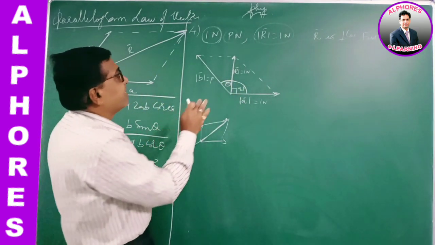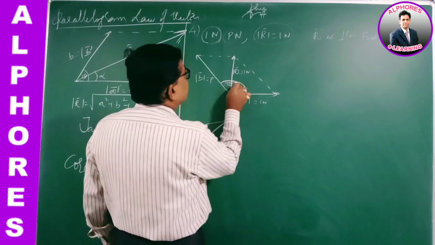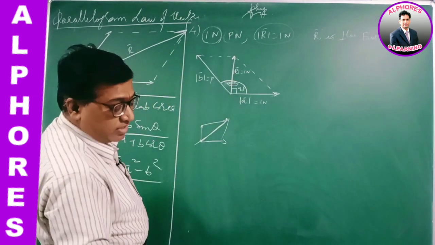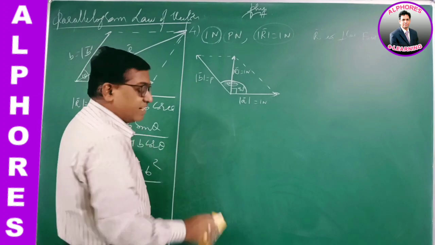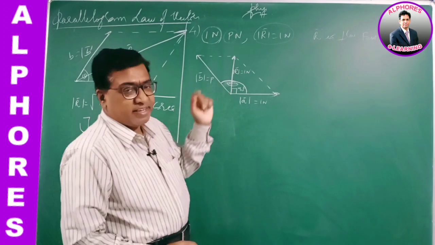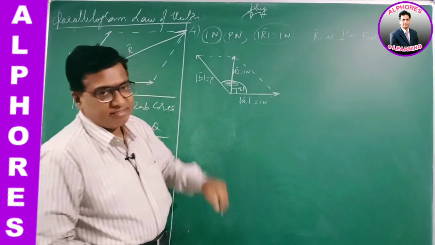The angle between the vectors is theta. So let me denote it as theta like this. Now the angle is theta, which is obtuse. It is understood that the vectors make an obtuse angle, and this is the resultant vector there.